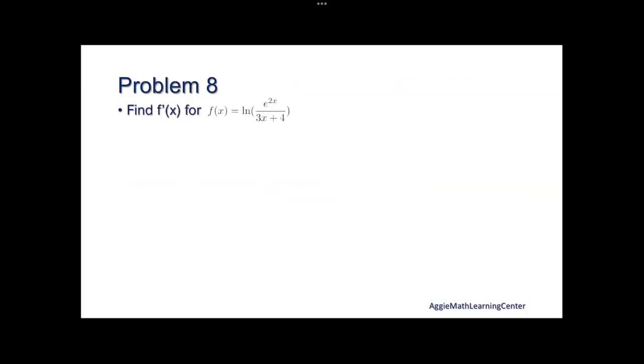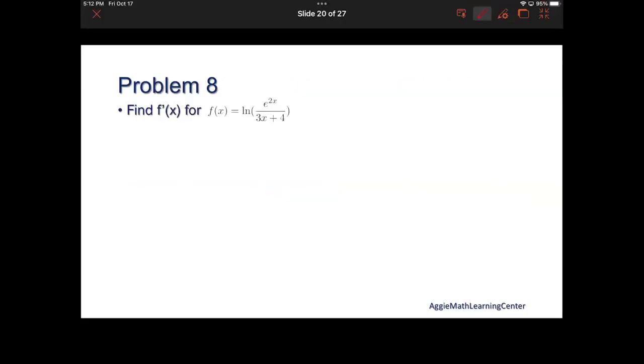Cool. So let's do this one. It just asks for the derivative. So we just need to find 1 over x and then multiply by the derivative of the inside. So that's going to be 1 over e to the 2x over 3x plus 4 multiplied by the derivative of the inside, which is a quotient rule.